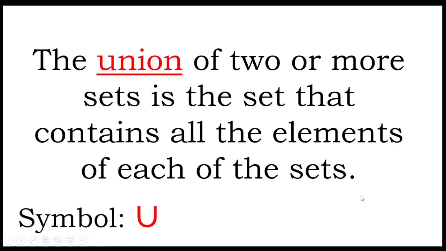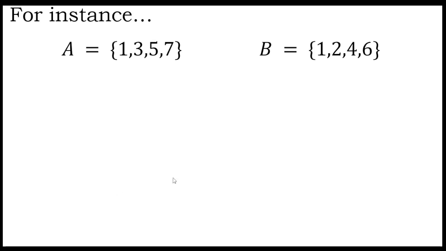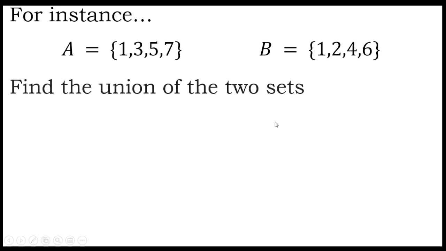We will be using this symbol, which is read as union. For instance, we have set A and set B. Set A contains the elements 1, 3, 5, and 7. Set B contains the elements 1, 2, 4, and 6. Let's find the union of the two sets.